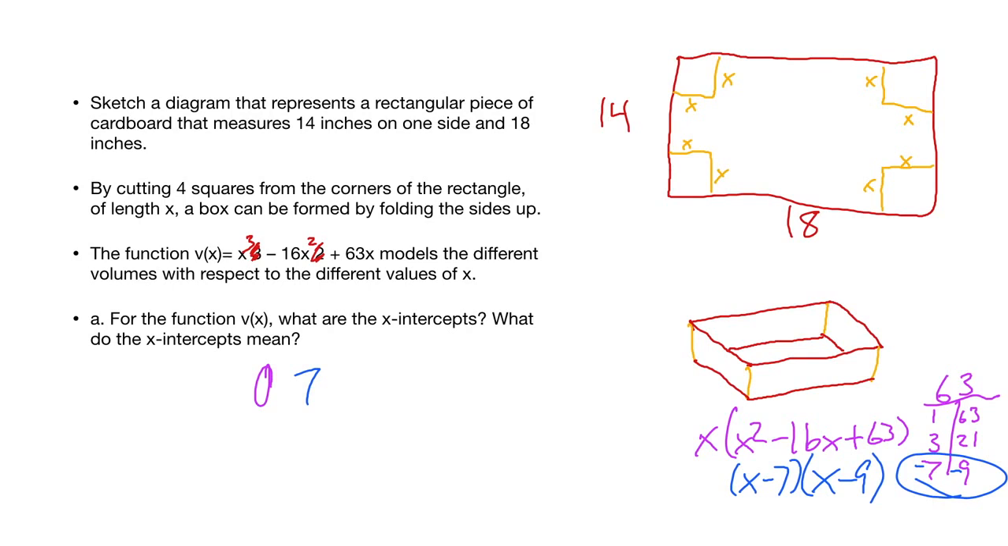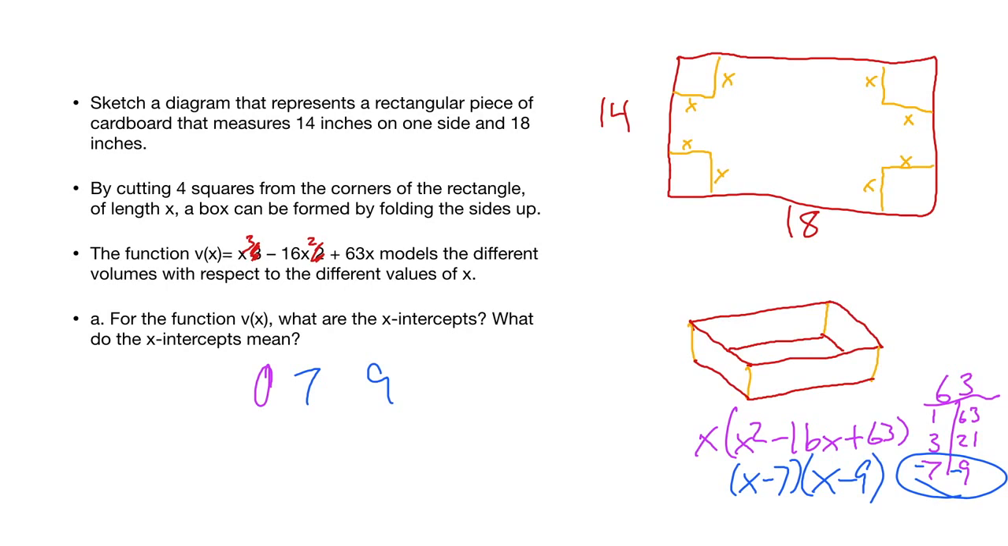Or finally, x minus 9 would be 9. That goes with the 18. I would do the exact same thing on the other side if I cut 9. I also can't cut 9 because then I would have overlapped by 4 inches on my 14 sides. So the 0 represented in this case the least I could do. The 7 represented the most I could do on the sides of 14, and the 9 the most I could do on the sides of 18.